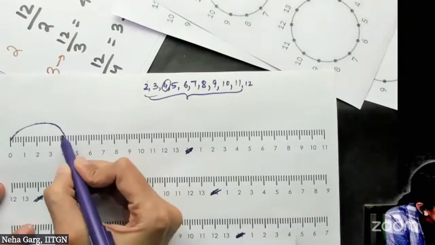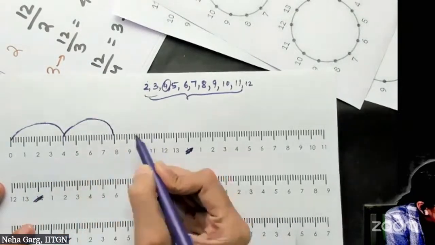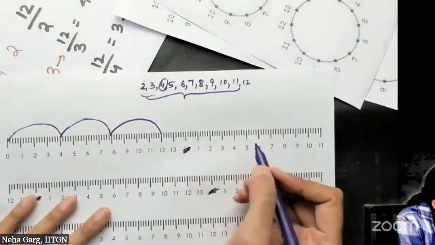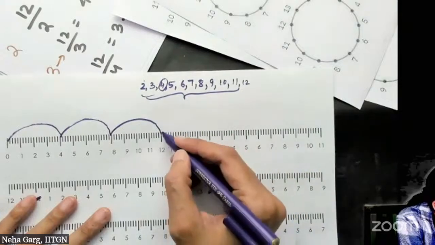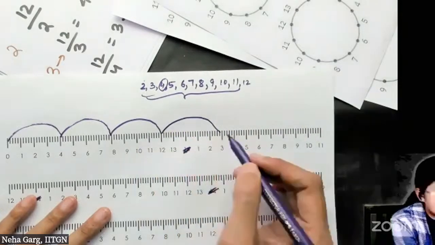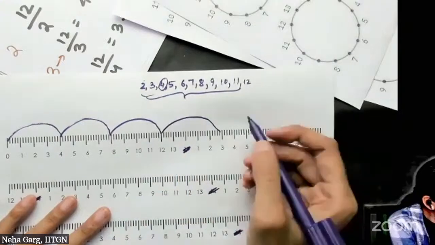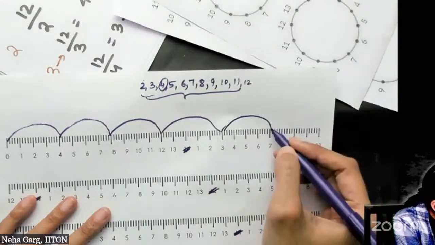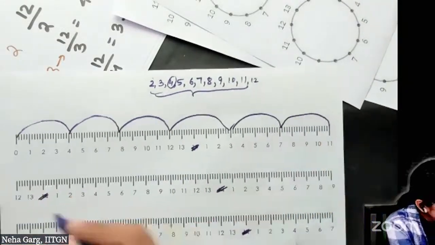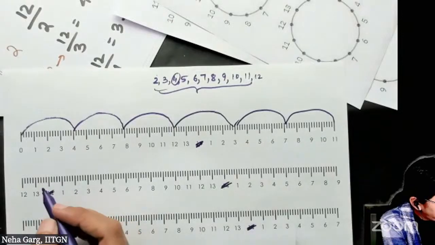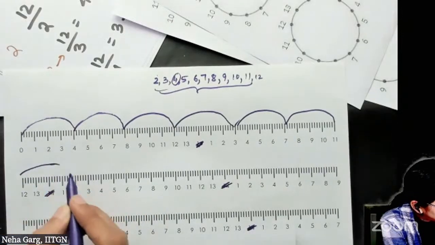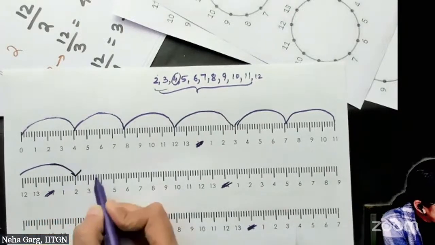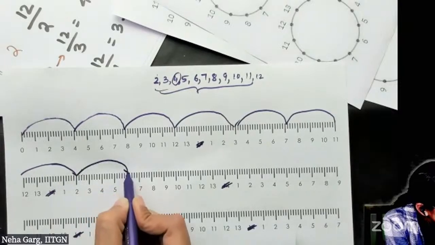So we will do 4, and then 8. Then 8 plus 4 is 12, but I want to reach 13. So 12 plus 4 is 16, which will go to 3. The size of the jump changes because of this number. Okay, 3 plus 4 is 7. 7 plus 4 is 11. Then 11 plus 4 is 15, which will go to 2. 2 plus 4, 6. 6 plus 4, 10.